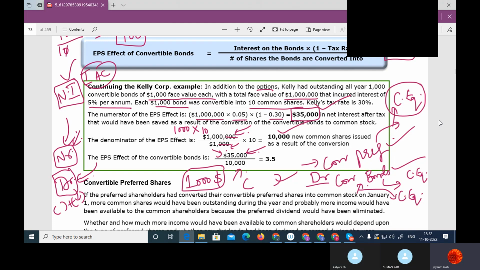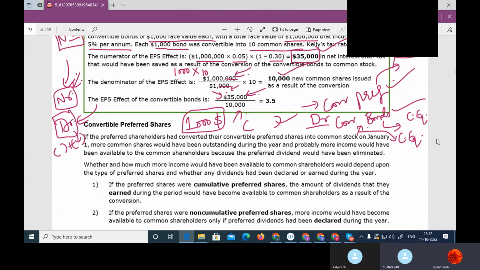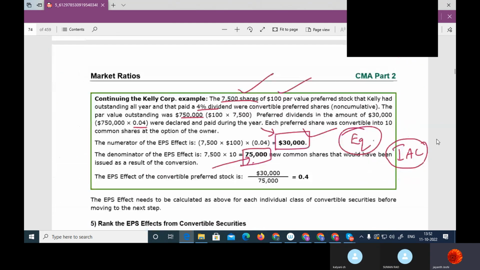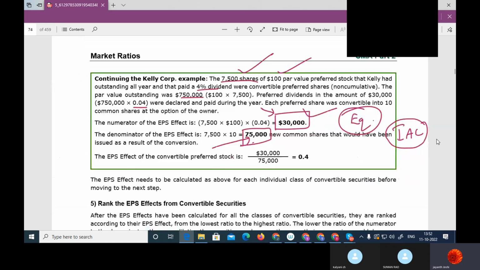So in this, see, we got this preferred stock face value. Shall we move forward? Done. Yes. Then just check this one also. Converted to preferred stock.